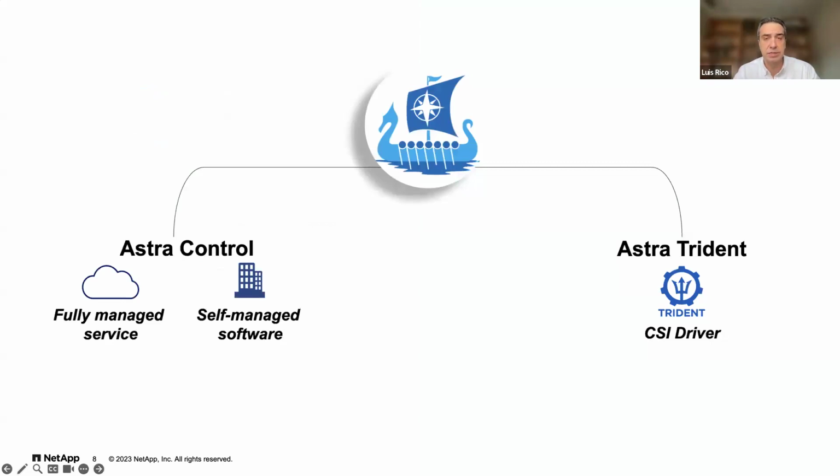Astra Trident is maybe the first one, formerly known as just Trident. It's our connector that connects any Kubernetes distribution, including OpenShift, obviously, with any NetApp storage solution in the public cloud or on-prem. And then we have Astra Control, which I will speak about more later. It's our data protection, data management, data portability, disaster recovery solution for OpenShift and Kubernetes.